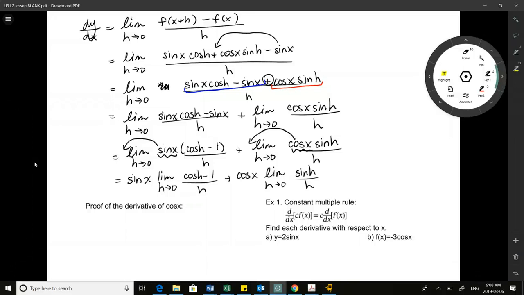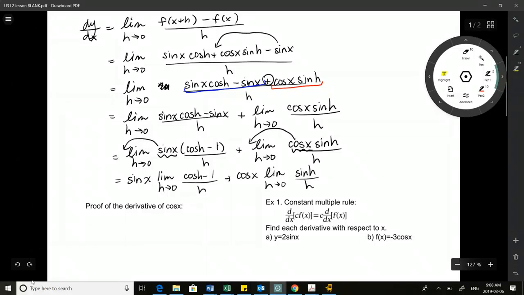Just to explain why you can put the x's in front of them: if I'm looking at the limit as h approaches 0, the parts with x's in that function won't be affected by the limit as h approaches 0. They're going to remain the same. So I'm just taking out the part with the x because it's unaffected by h approaching 0.